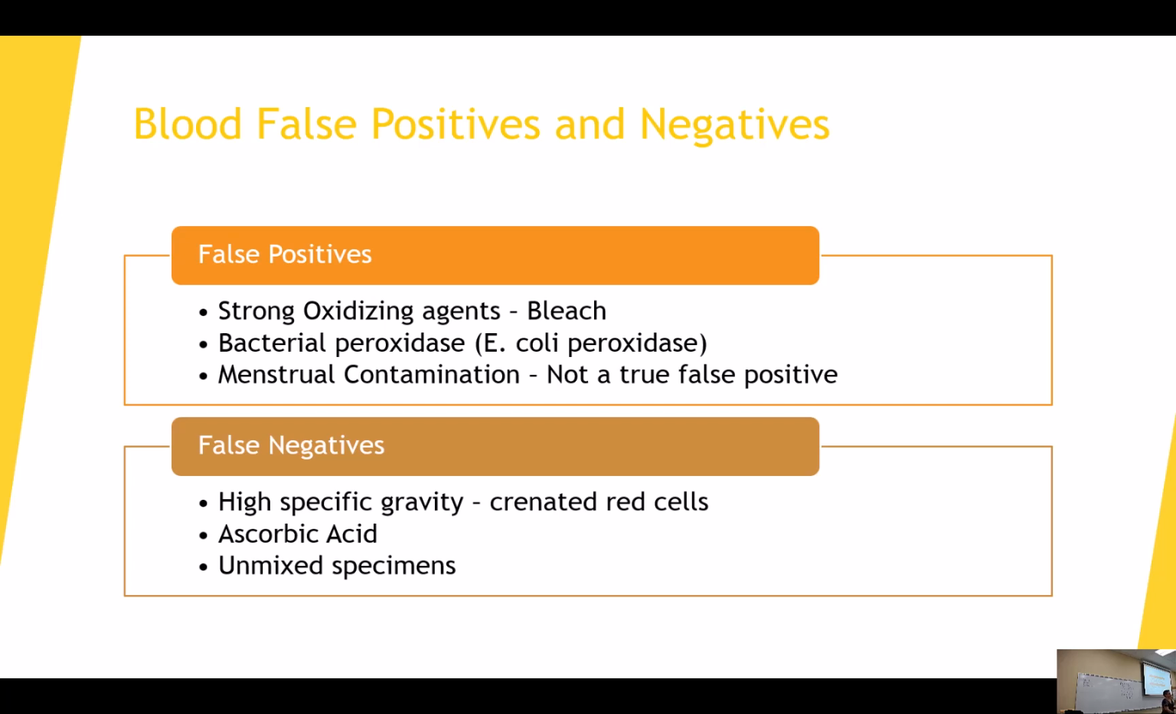Ascorbic acid is the leading cause of false negatives on all the strips. It's a reducing substance. So if you can't remember, and it's a false negative question and ascorbic acid is one of the answers, it's a really good guess. And then unmixed specimens. If I dip a urine that's been sitting there for a while, all those red cells are going to settle to the bottom and I'm likely to get a false negative. So it's always important, before you open a urine to test, to give it a nice swirl before you test it.